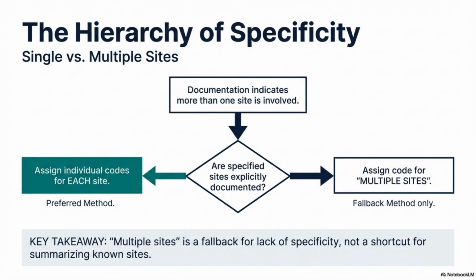When documentation lists specific sites, like right knee and left ankle, you assign separate codes for each site. The multiple sites option is only used when the provider doesn't specify which sites are involved. It's a fallback, not a shortcut.